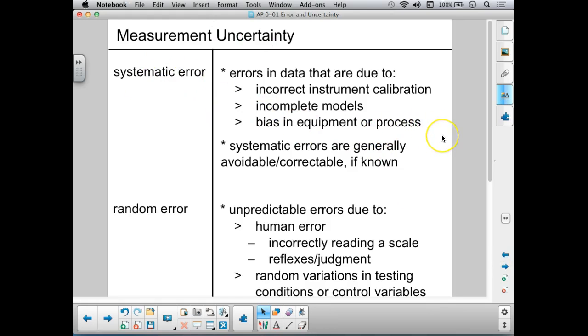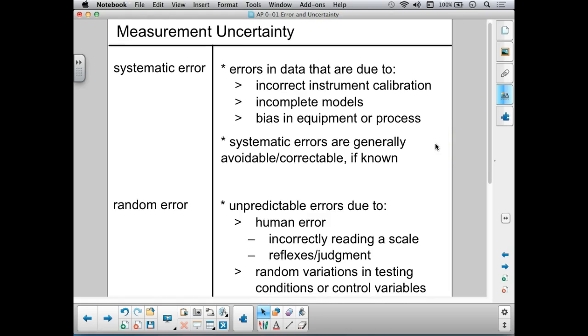There could be some other errors that we've made in how we measure something. We're using an incorrect process. We're using a piece of equipment that doesn't actually measure what we think it measures. These could be systematic errors. The advantage of these, at least, is that systematic errors are usually avoidable or correctable if you know that you made that error.